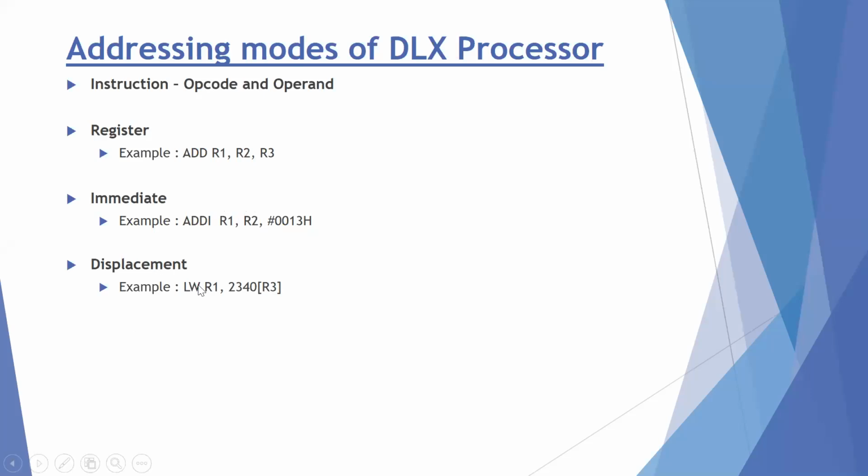Now see, this addressing mode is normally used with loads and stores. I have taken up an example to explain what is a displacement addressing mode. So if I just say this is load word into R1, comma 2340 bracket R3.